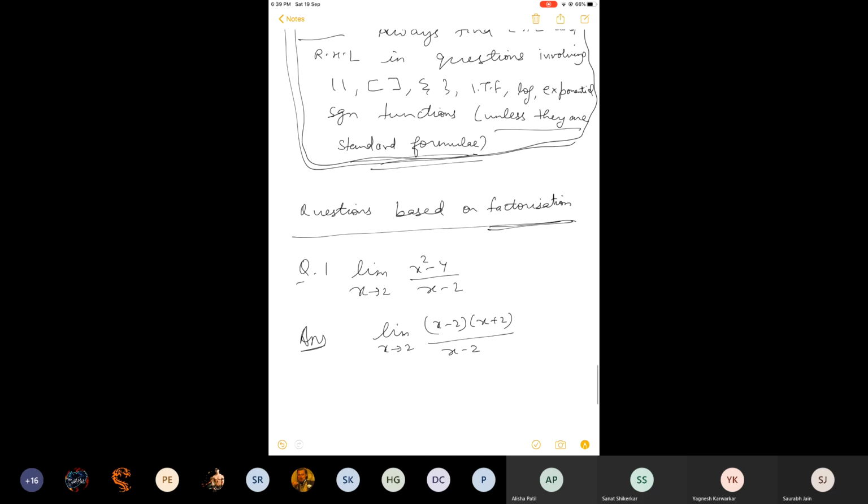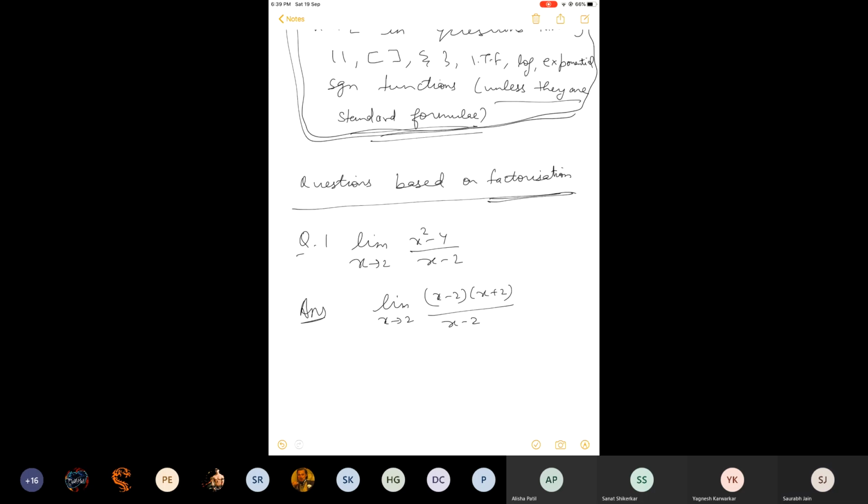Here x is tending to 2. It is not 2. That means we are not cancelling 0 by 0. We are cancelling a term which is approaching 0, which is possible. 0 by 0 is not 1, remember, we cannot cancel. But if I have 0 point something and exactly the same value here, then definitely I can cancel it. This will be definitely 1. This is what I'm saying.